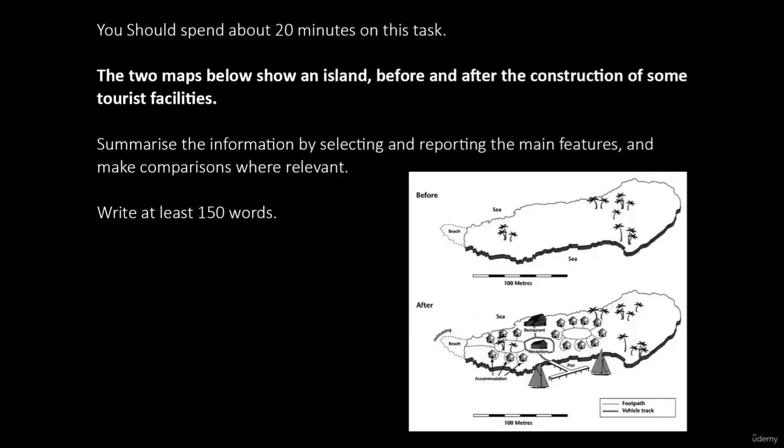In order to show changes, we have to use change verbs. But before that, let's see how the question is created. The two maps below show an island before and after the construction of some tourist facilities. Right. Here this is before the construction of facilities. This is after the construction of facilities. From the question you understand what these maps are about. Second thing, from the map itself you can see the change. Both of them will contribute to the answer.